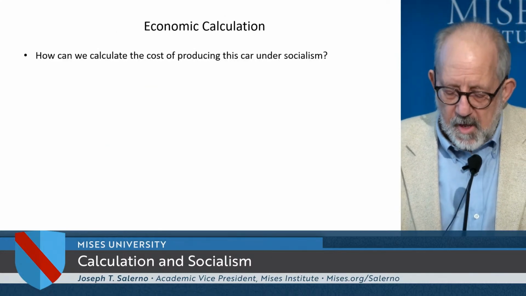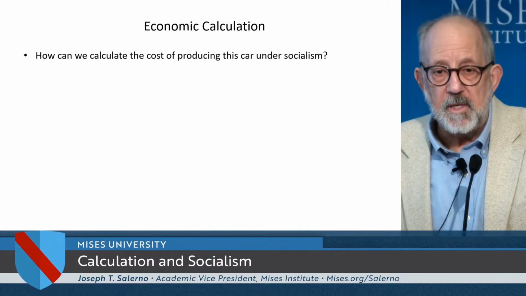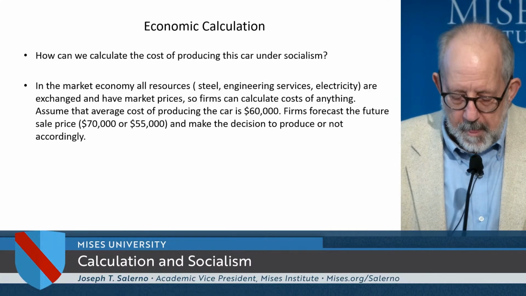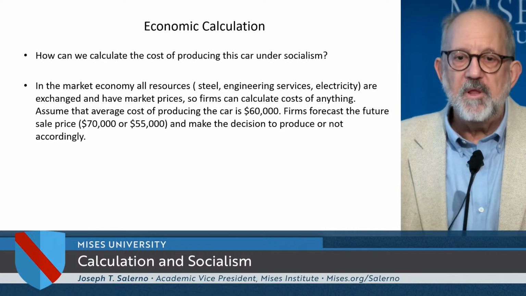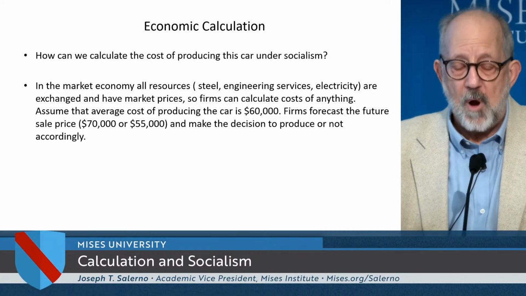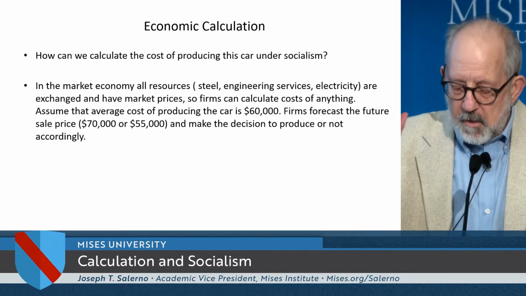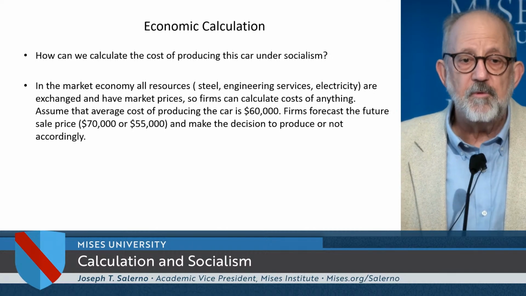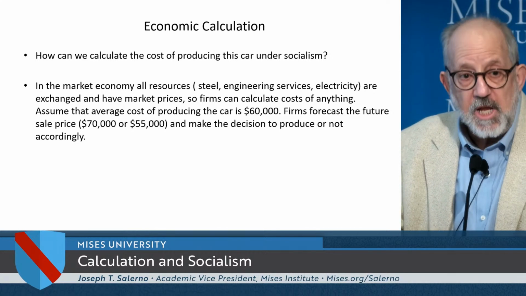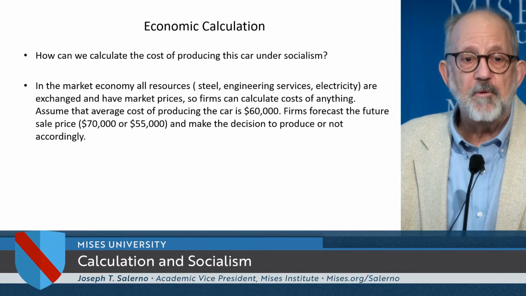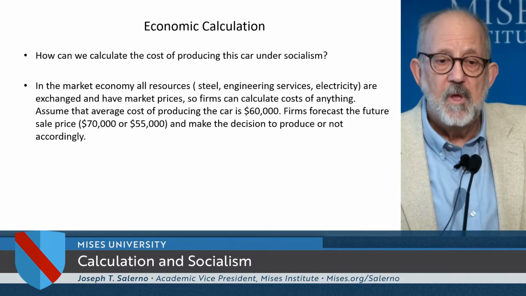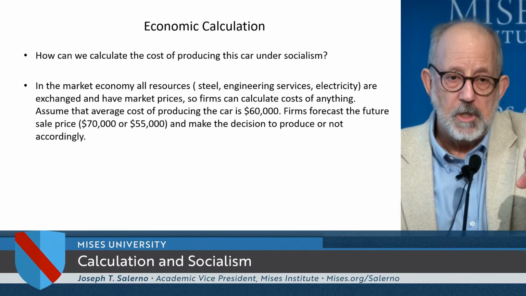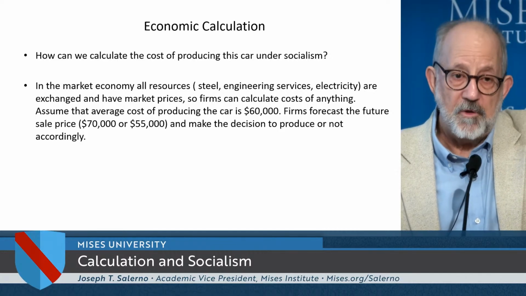The problem is, how can you decide whether or not to build it? How can we calculate the cost of producing this car under socialism? So in the market economy, we know that all resources, right now as we speak, all resources have prices. Steel, engineering services, electricity, factory space, all of them have prices. There is a structure of prices existing at every moment. It's changing continually, even as I speak. But there's always a set of prices of capital goods and natural resources that an entrepreneur who knows his or her production function can then calculate the costs from, okay?